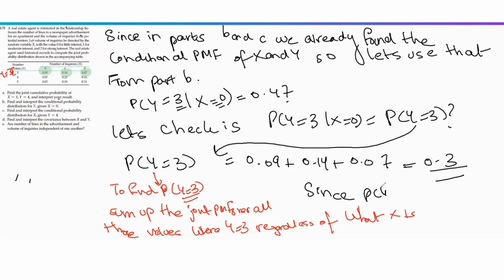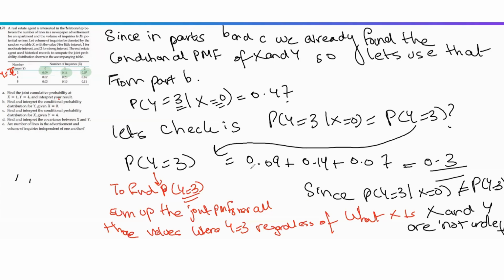Since probability y is 3 given x is equal to 0 is not equal to probability y is 3, x and y are not independent. Remember, like we said, to prove they're not independent, you just have to show any one condition is not true for any one value of x and y. Here we showed it's not true for the pair x is equal to 0 and y is 3. But if it had turned out that probability y is 3 given x is equal to 0 was equal to probability y is 3, that would not have proved they're independent, right? So this is something to note.